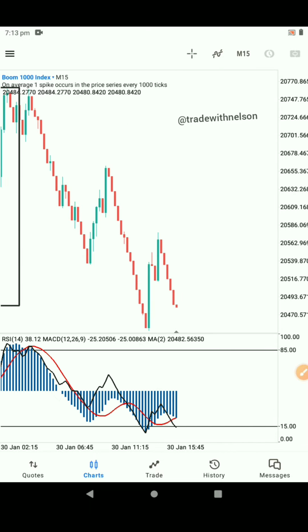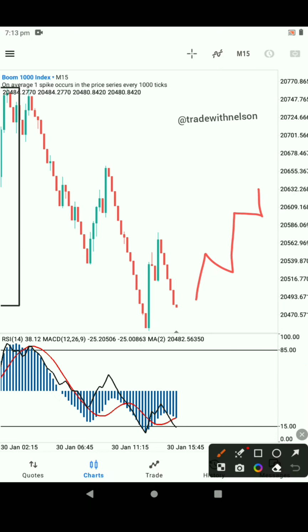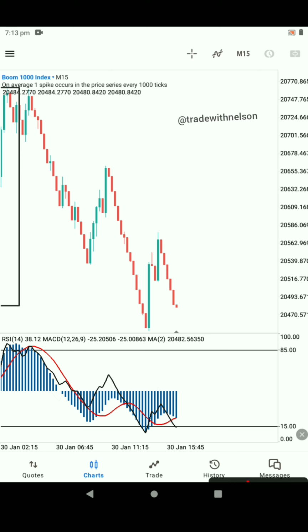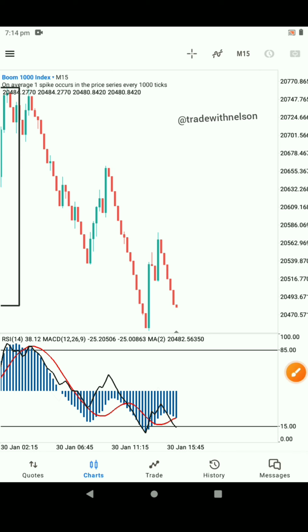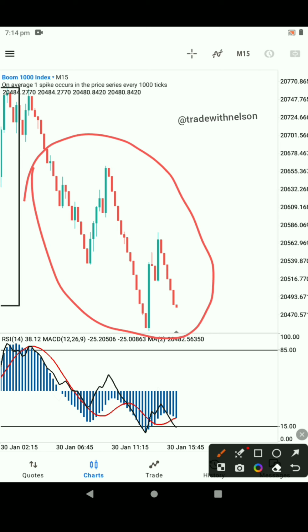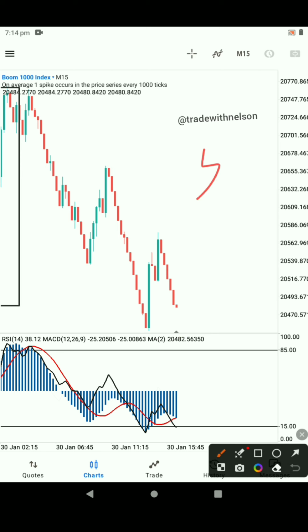For the uptrend, that is when the market is creating higher lows, it is for the boom market, because we want to buy the boom, we want to catch the spike. While for the crash market, we are waiting for when the market will be in a downtrend like here, because we are selling the crash market.